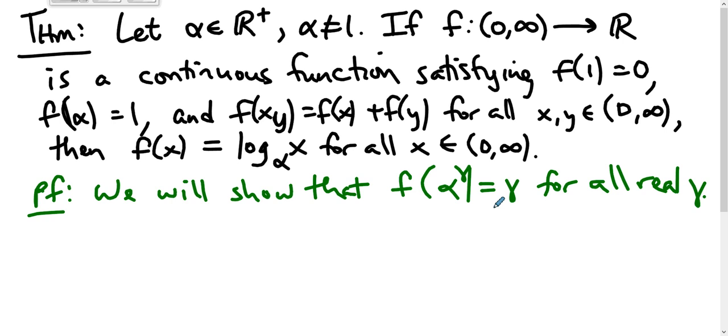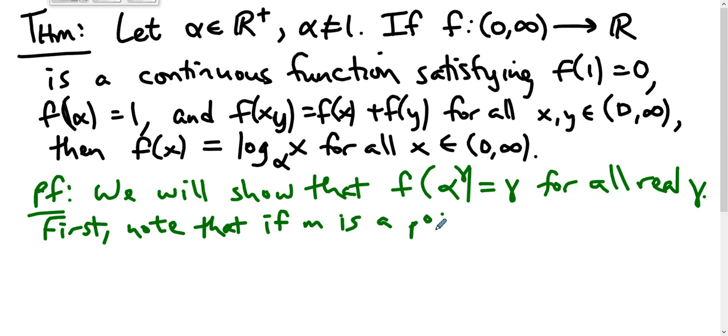Okay, so let's do it. So we play the game first for positive integers. If m is a positive integer, what is f of alpha to the m?